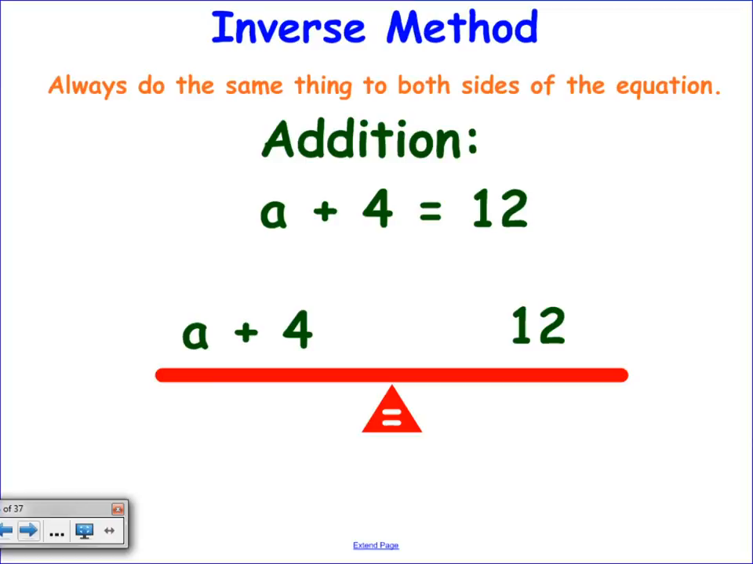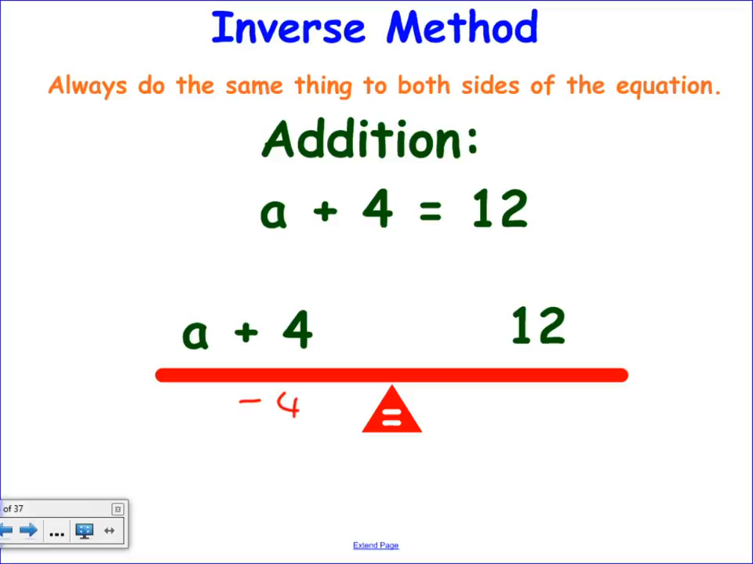But I'm going to show you the method, because when we do two-step equations and three-step equations, this method still applies. And if you can do this method, you'll never get an equation wrong again, okay? So I've got a plus 4, and it's equal to 12, so it's balanced. That's what equals means, okay? So to get a on its own, at the moment I've got 4 being added, so I take 4 away.